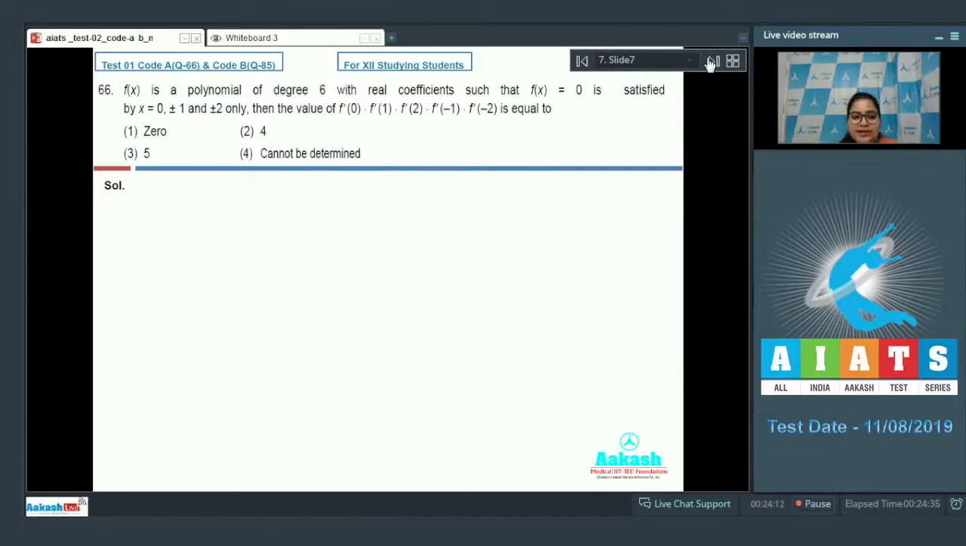See, according to the question, f of x is a polynomial of degree 6 and the question is saying x equal to 0, plus minus 1 and plus minus 2 are the only roots of your polynomial of degree 6. So obviously there is one root which is repeating. So you just assume alpha is the repeating root of f of x. It can be 0, plus 1, minus 1, plus 2, minus 2.